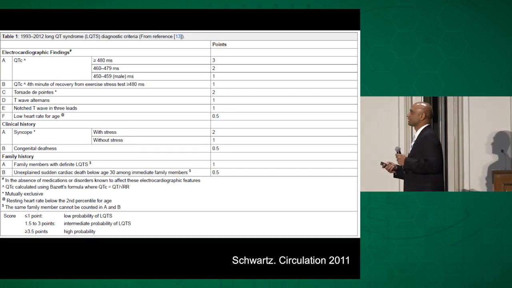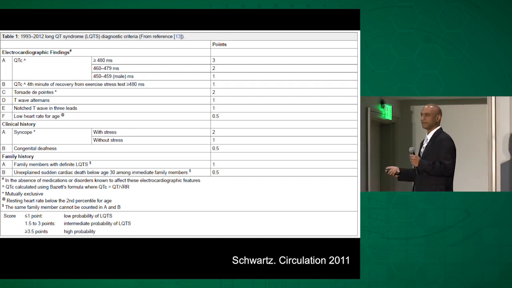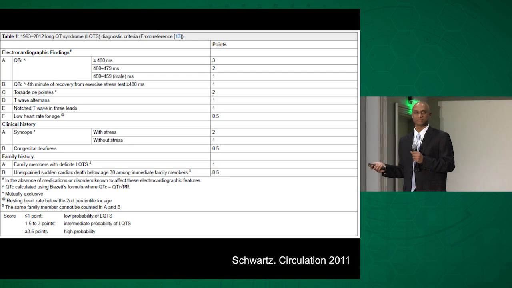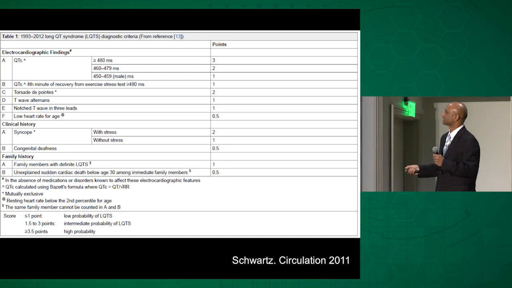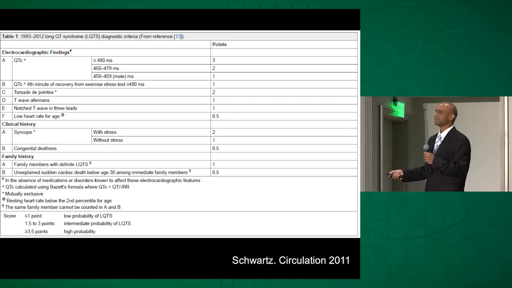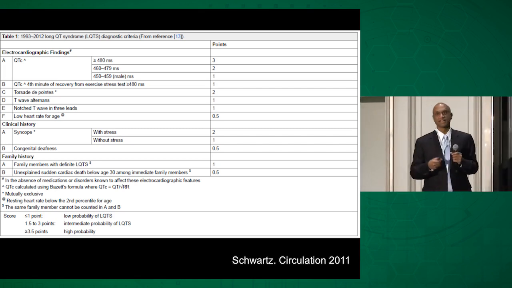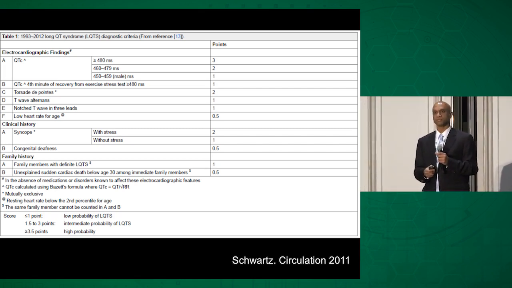One way is to use a scoring system like the Schwartz score that was available starting from the 1990s. This scoring system uses not just the QT interval, but other ECG findings, clinical history, and family history to come to a score. And when the score is more than 3.5, you're very likely to have long QT syndrome.